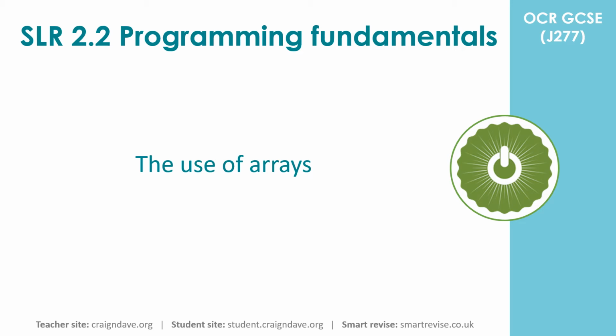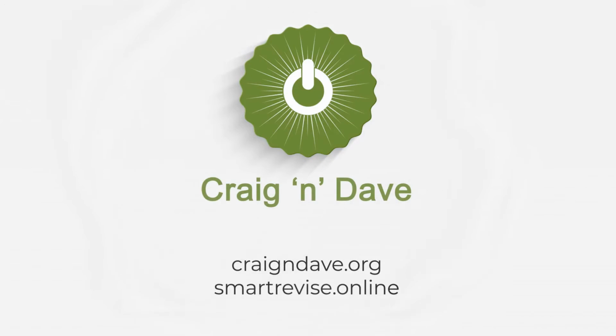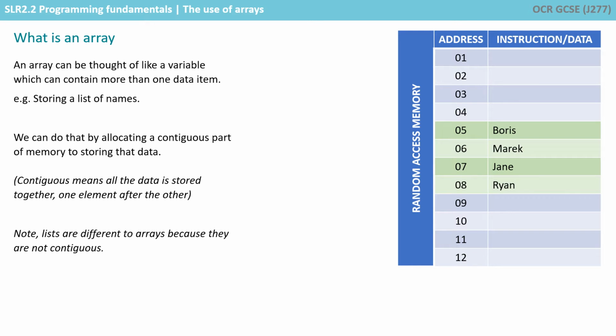In this video, we're going to be taking a look at the use of arrays. So an array can be thought of like a variable which can contain more than one data item. For example, we could be storing a list of names. And we can do that by allocating a continuous part of memory to storing that data.